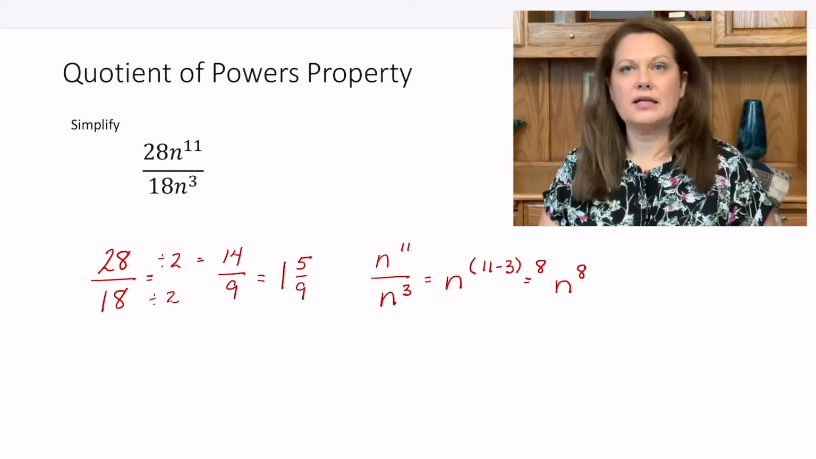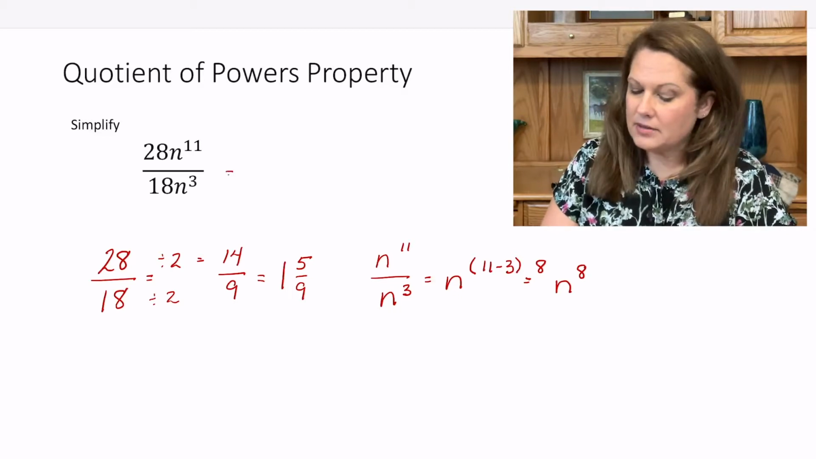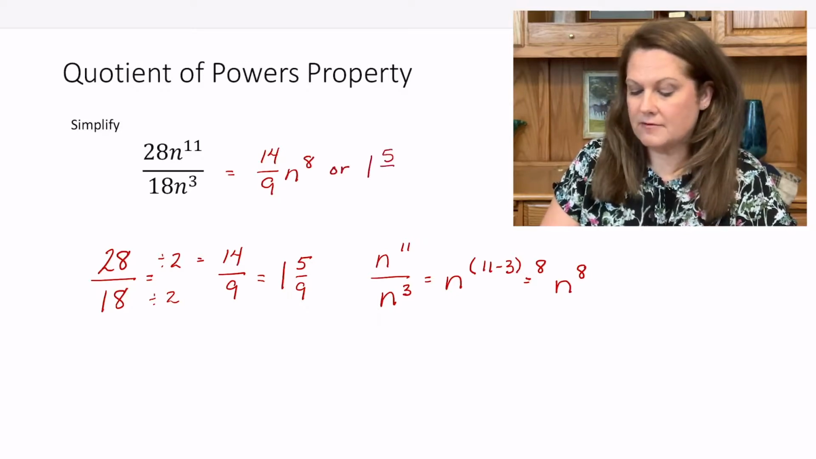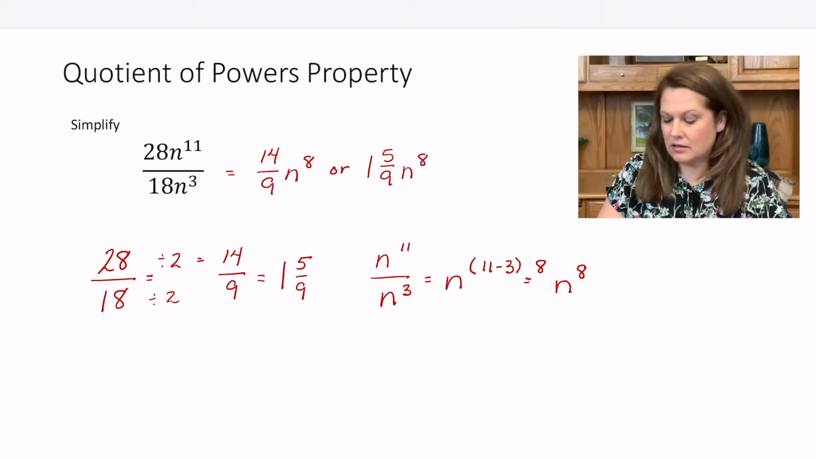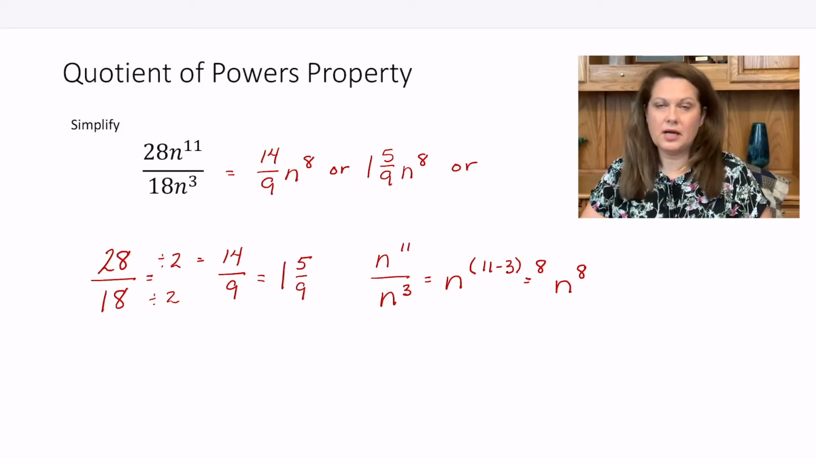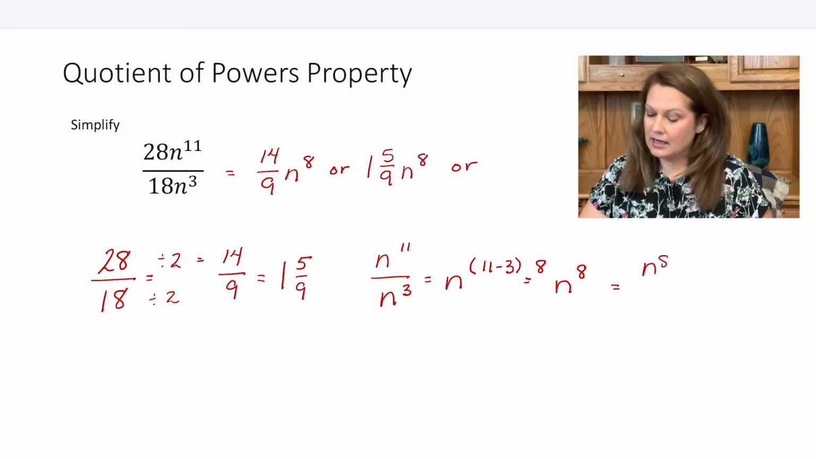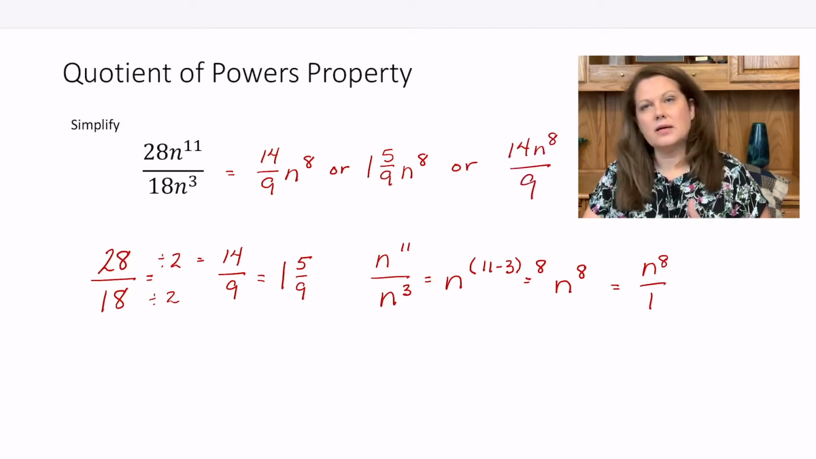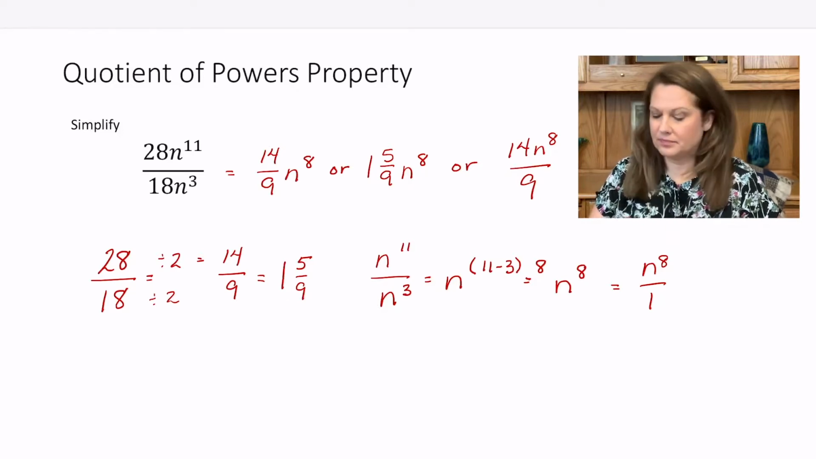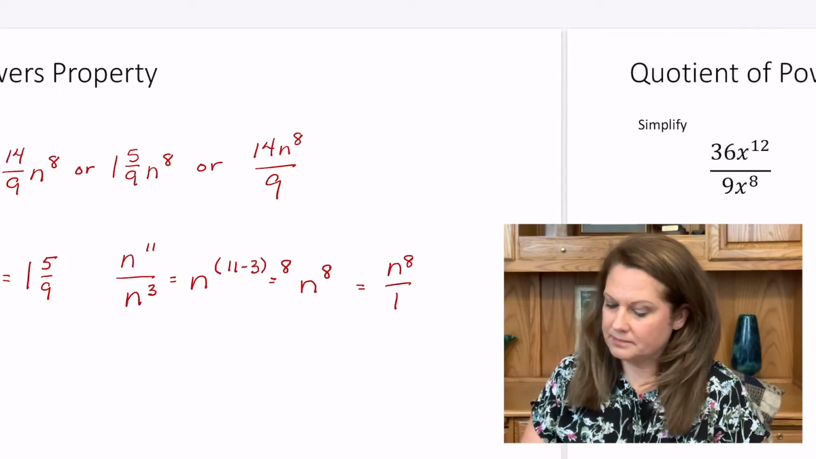Now this one you can write in a couple of different ways. You can say 14/9 n to the 8th, or you can say 1 5/9 n to the 8th, or remember n to the 8th is really a whole number, and I can write that as n to the 8th over 1. I can actually say 14n to the 8th divided by 9. It all depends on what you're going to do with this, on how you're going to write this. So let's try one more.